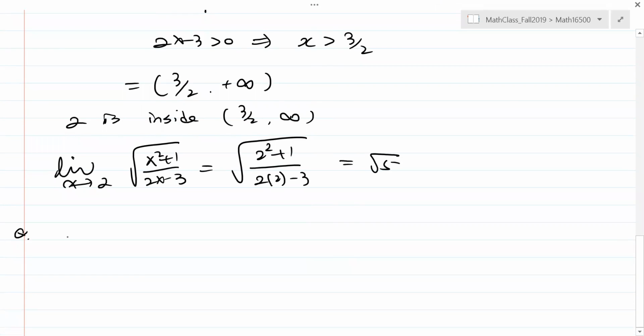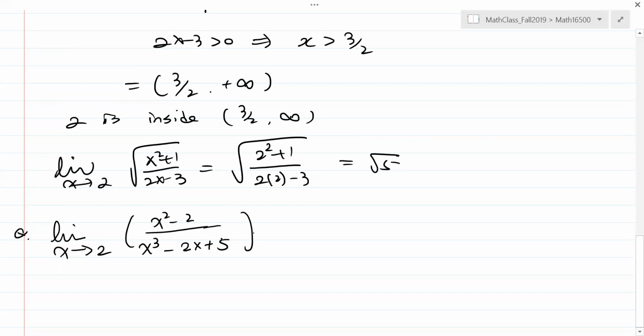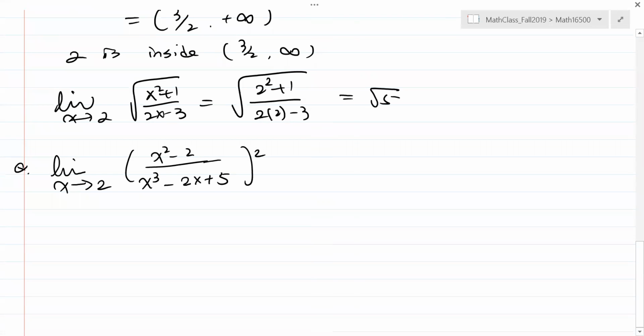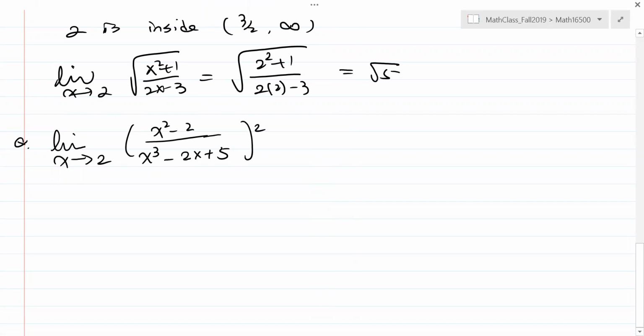Okay, so next part, find the limit as x approaches 2 of x squared minus 2 x cubed minus 2x plus 5, and then square. Okay, this is very complicated, right? So let's see what is the domain of this function. I think we just need to exclude the zeros of the denominator, right?